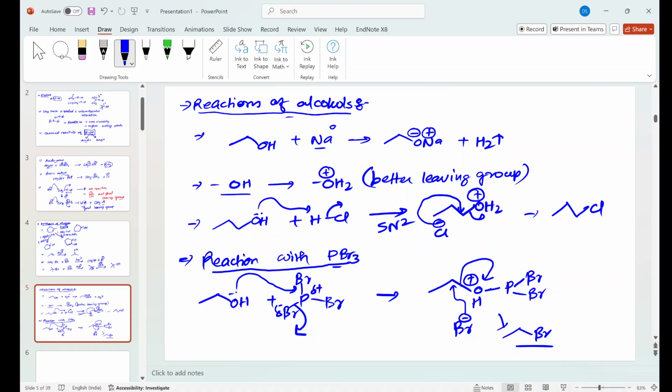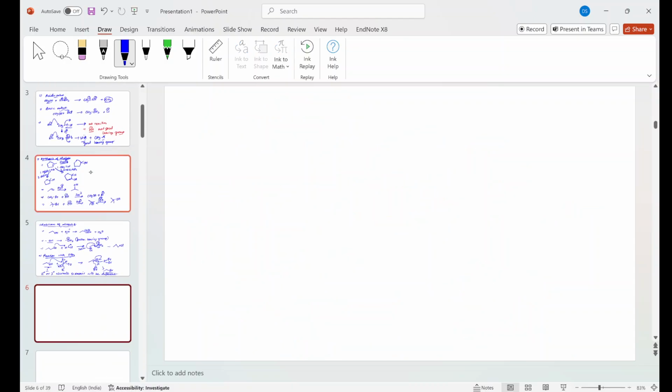So one thing to notice here is that this is a primary alcohol. So if you react a 2 degree or 3 degree alcohol, okay, so the scenario will be different, right?